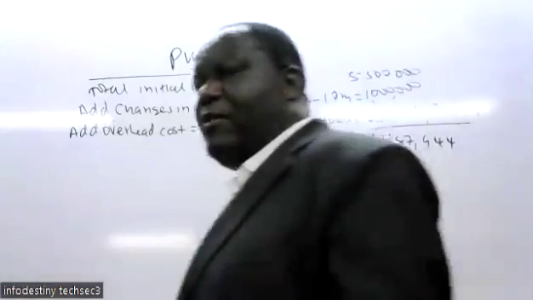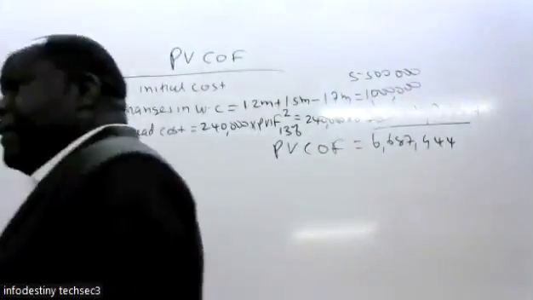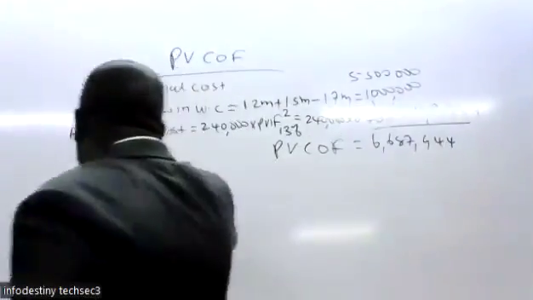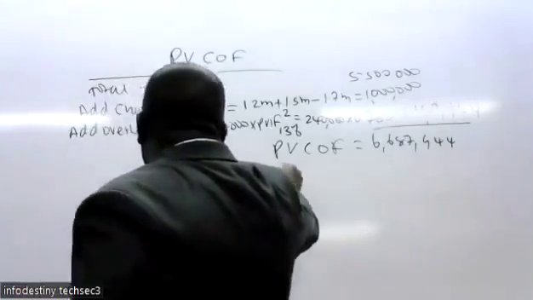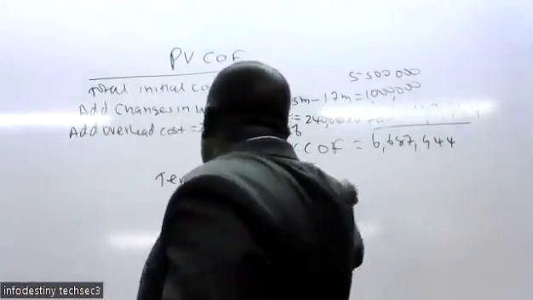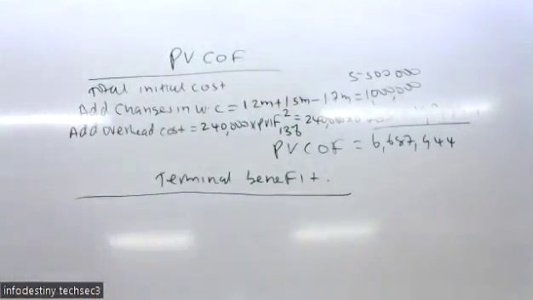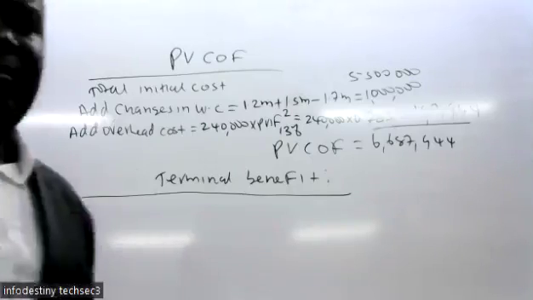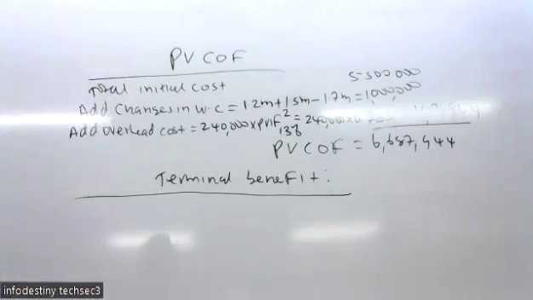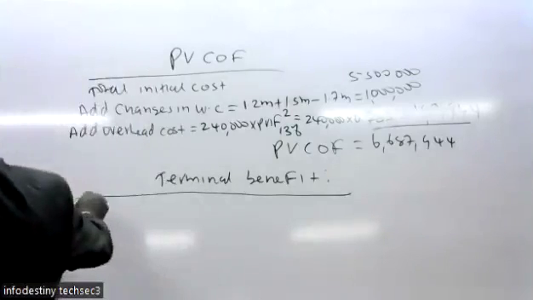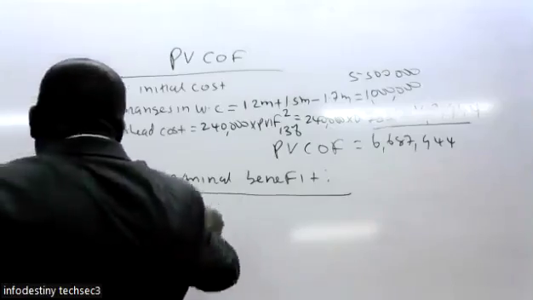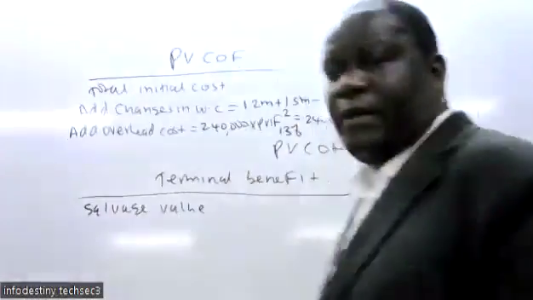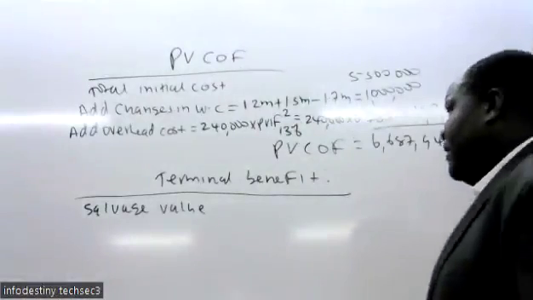So that should be now our other working. The other working will be the terminal benefits. We also need to calculate the terminal benefit. For the terminal benefit, we start with the salvage value. Salvage value, we remember, is 800,000.